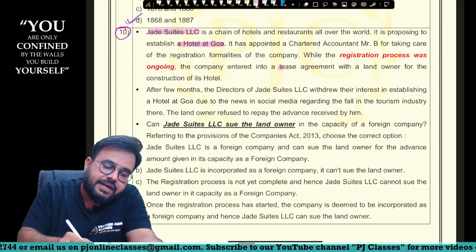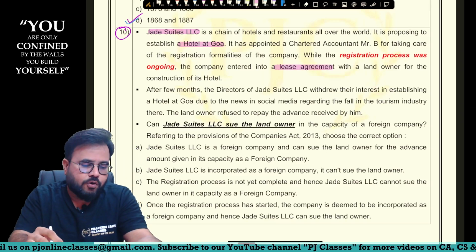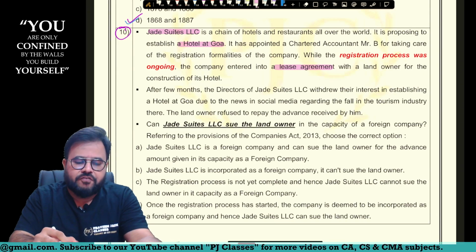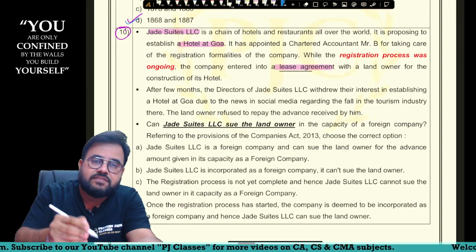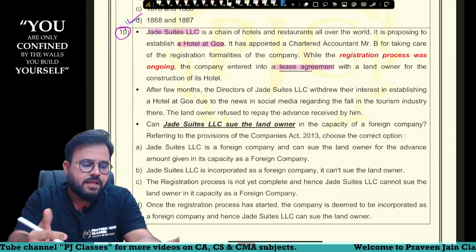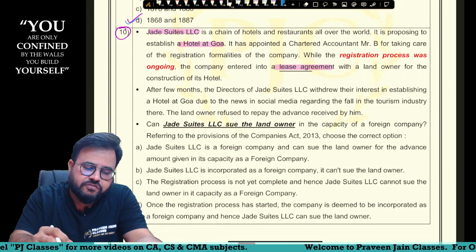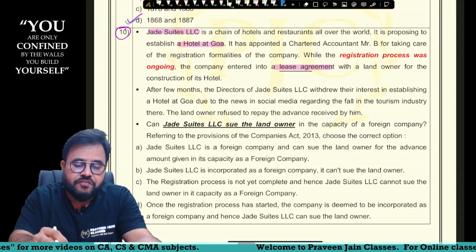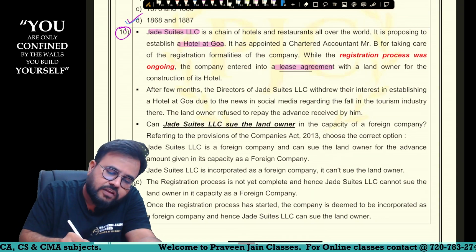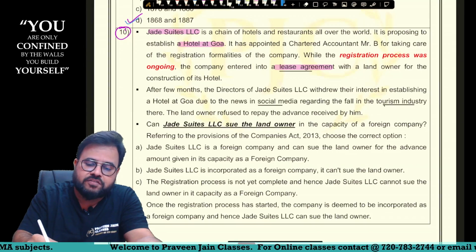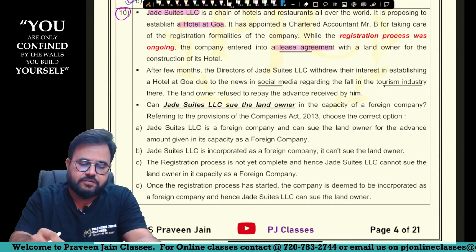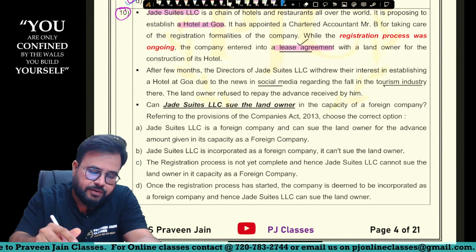The company entered into a lease agreement, wow, with the landowner for the construction of its hotel. After a few months, obviously they should not have done this. The reason is, can I say all these transactions you can carry out once you obtain the registration, sir. After a few months, the directors of Jade Suits LLC withdrew their interest in establishing a hotel at Goa due to news in social media regarding the fall in the tourism industry. Very good. The landowner refused to repay the advance because they had already entered into a lease agreement, sir.